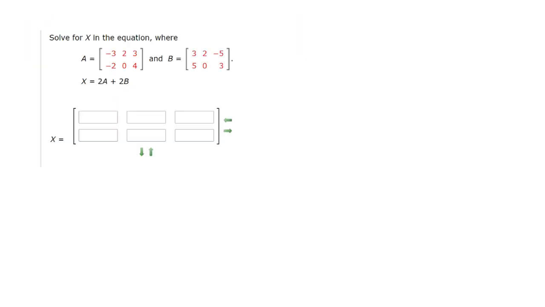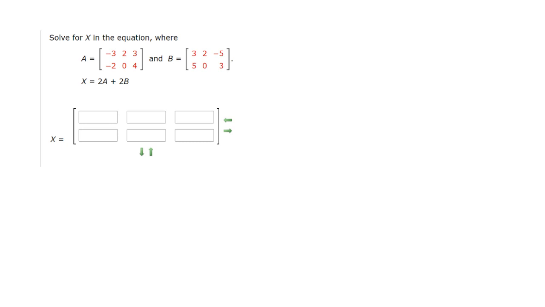All right. How about this one? Okay. Solve for x in the equation, where A is this 2 by 3 matrix and B is another 2 by 3 matrix. So we're solving for x. Let's do it piece by piece.